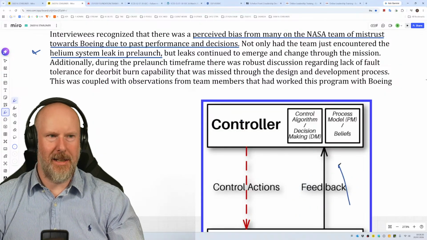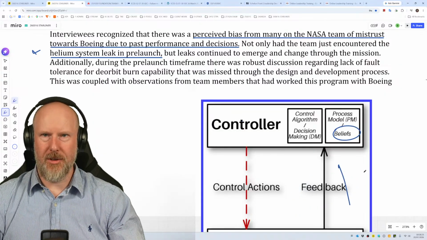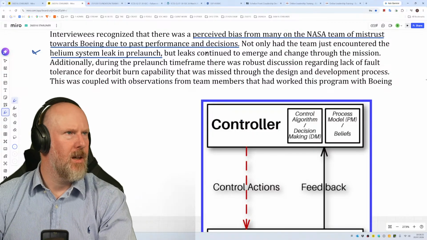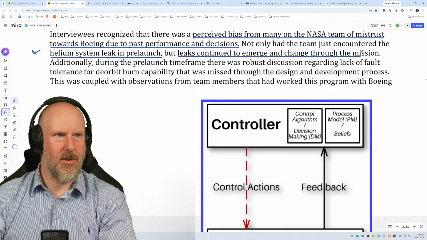So we've had this helium leak. What does that mean for trust? But leaks continue to emerge and change through the mission. So yeah, there we go again.